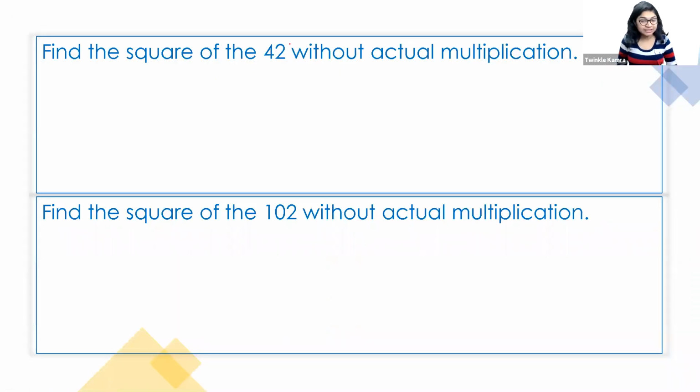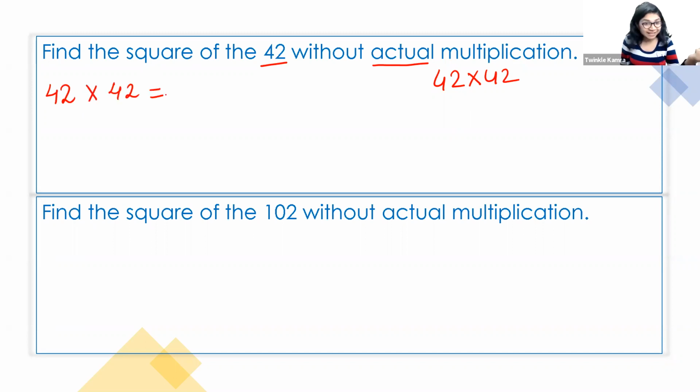Okay, a few questions that generally come in our exam are: find the square of 42 without actual multiplication. The actual multiplication is 42 into 42, right? But without doing this, how can we find the answer? It is so simple. You take 42 into 42, which can be written as 40 plus 2.